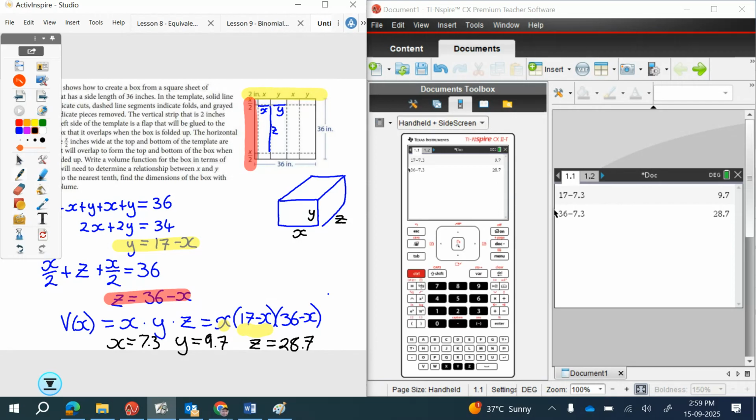Obviously, that type of a question on a non-calculator question would have easier numbers to work with. That's clearly a calculator-based question.